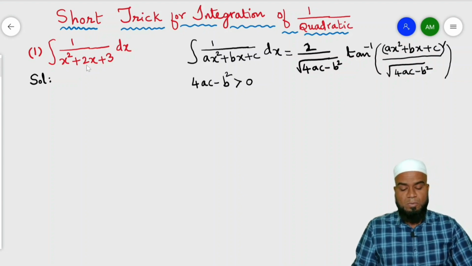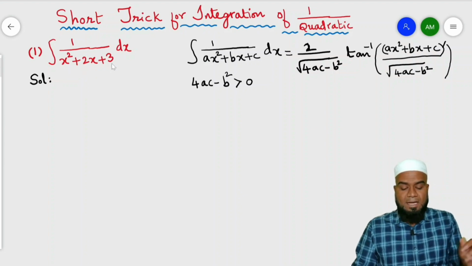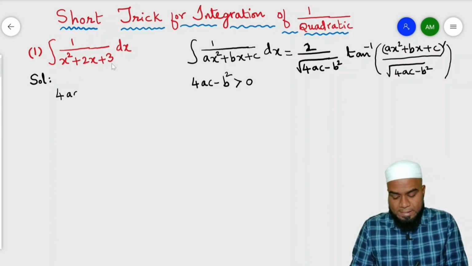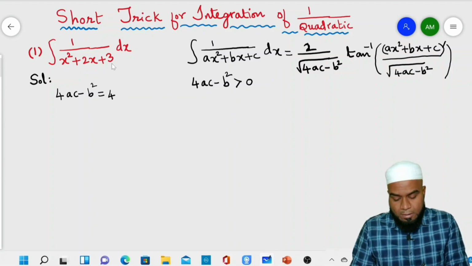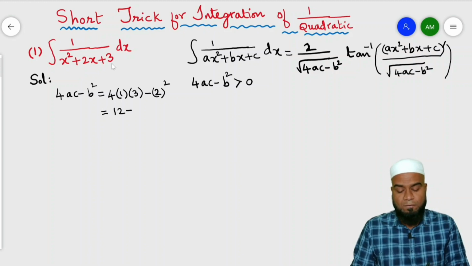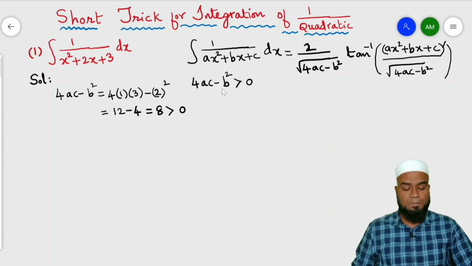Now you consider this problem. Here the values of a, b and c are: a is 1, b is 2 and c is 3. So let us find 4ac minus b square. Here 4ac minus b square is nothing but 4 into 1 into 3 minus 2 square. Simplify this, 12 minus 4, which is 8, right. So this is greater than 0. So we got 4ac minus b square is greater than 0.